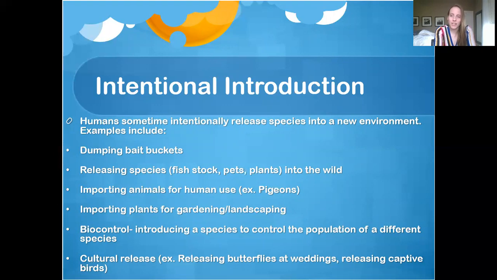Importing plants for gardening or landscaping. So if you want an ornamental plant that you think looks pretty, but it's not from around here, and then you introduce it into your garden and its seeds spread.